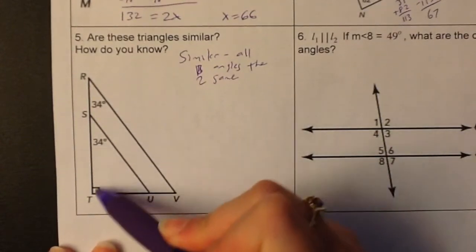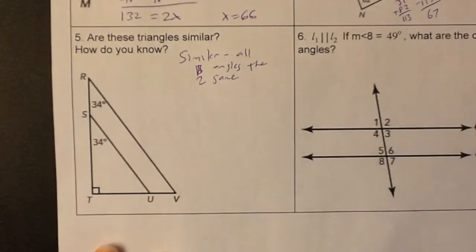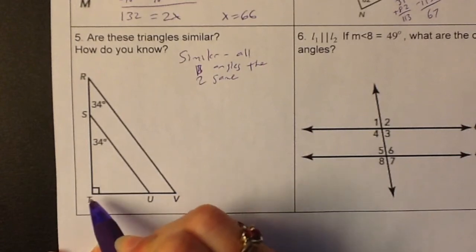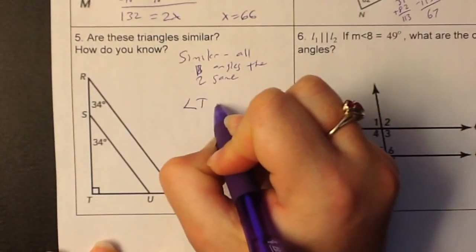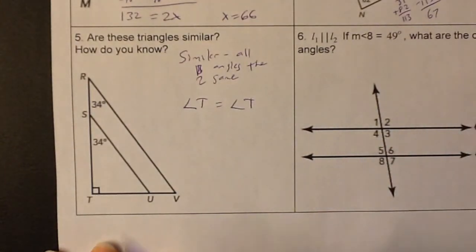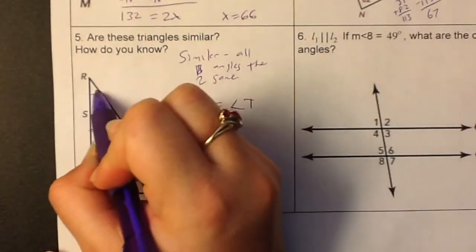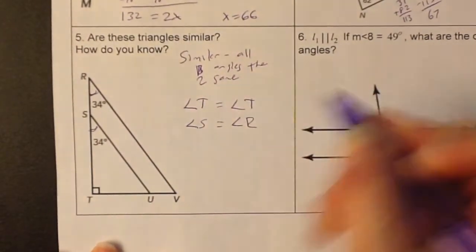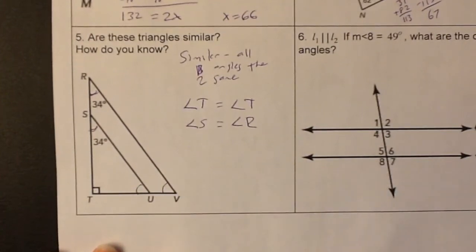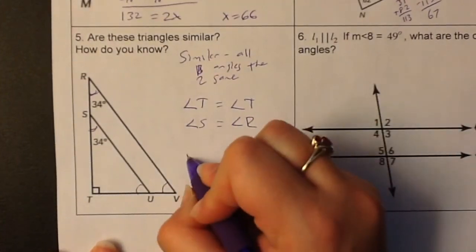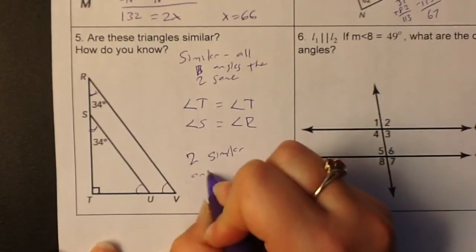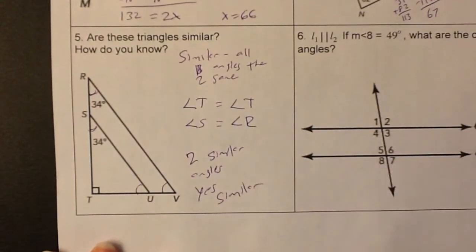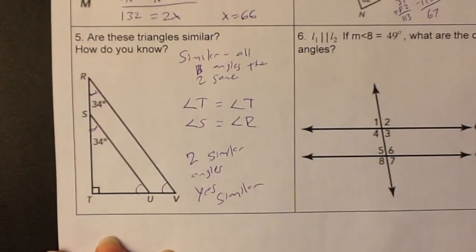So we have this tiny triangle that's inside this big triangle. So we just need two same angles. Well, this angle of T is definitely going to be the same as itself. So that's one. And then I'm seeing here's a 34 and here's a 34. Well, 34 is the same as 34. And of course we could find these ones, but it doesn't matter. We already have two similar angles. So they are similar. Which means they're proportional, obviously not congruent.